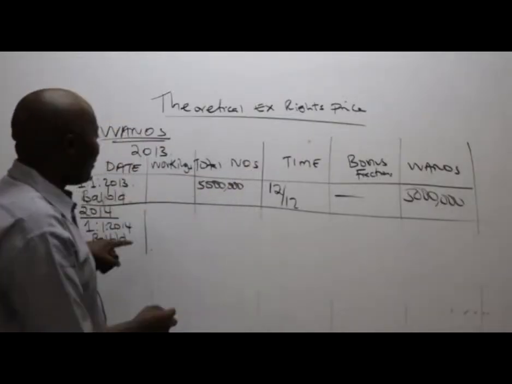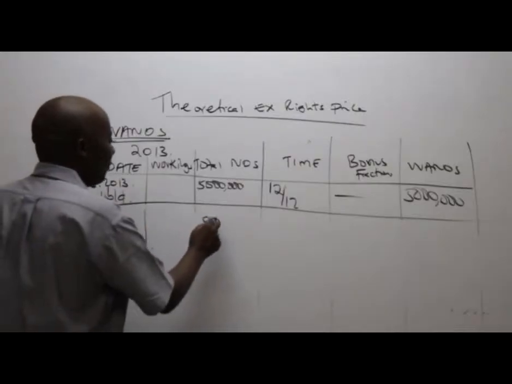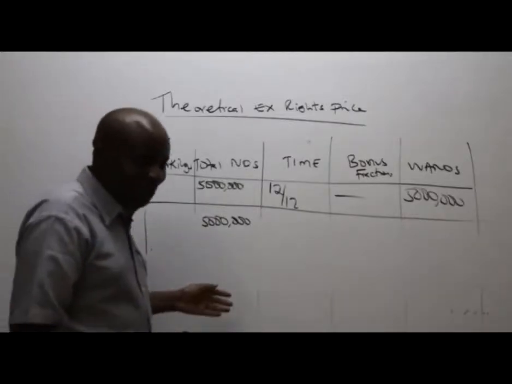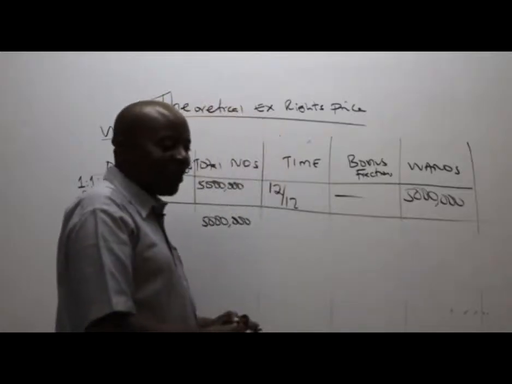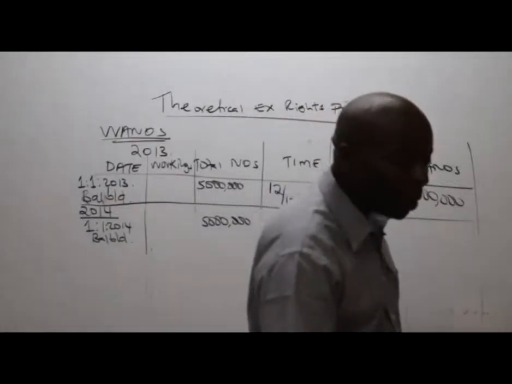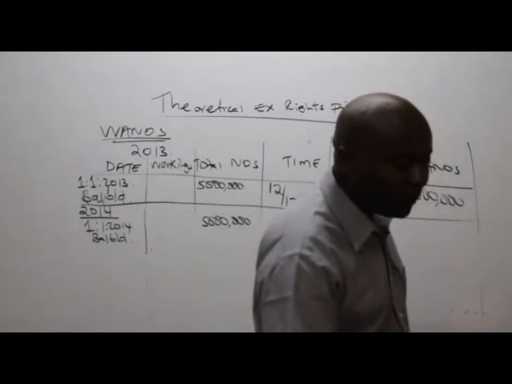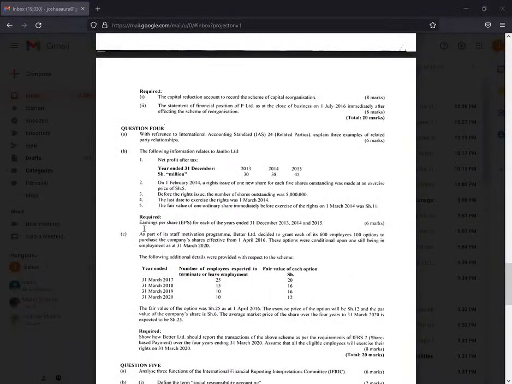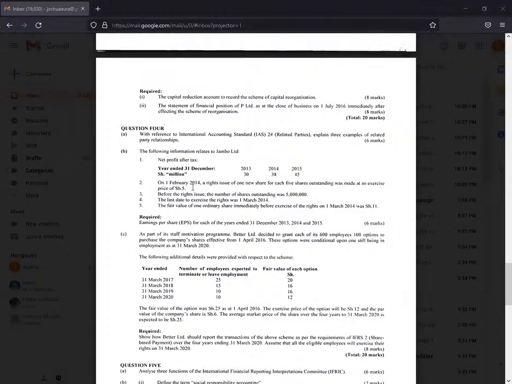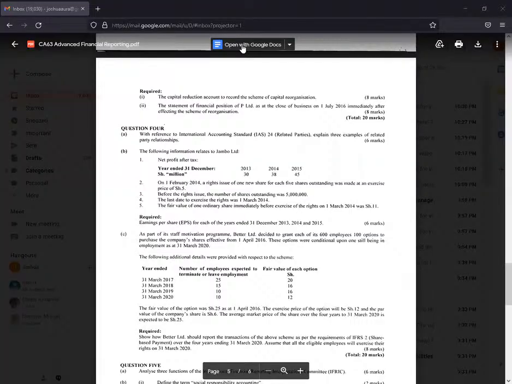Steve Juma ananiambia mwalimu, hizi zilikuwa ni ngapi? Ni 5 million. Now, ladies and gentlemen, could you kindly listen to me very well? 2014 kuna mambo ilifanyika. Ukiona vizuri hapa 2014, which date is this? On 1st February 2014, a rights issue of 1 new share for each 5 shares outstanding was made at an exercise price of 5. So there was a new issuance of shares which will be affecting our NOS.